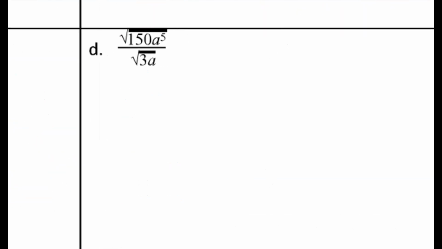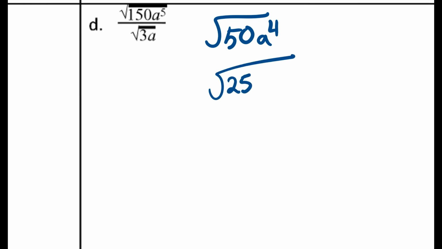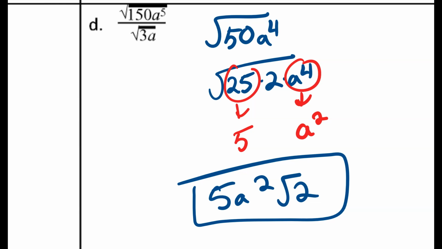For division, all of the same rules apply. You divide the outsides and you divide the insides. So in this case, I don't have anything on the outside, so I'm just going to divide 150 and 3 to get 50, and a to the 5th divided by a to get a to the 4th. 50 I recognize as a multiple of 25, so I break that down into 25 times 2, and I can take out the 25 as a 5 since that's a perfect square, and the a to the 4th as an a squared since that's a perfect square. So my final answer is 5a squared on the outside times radical 2.